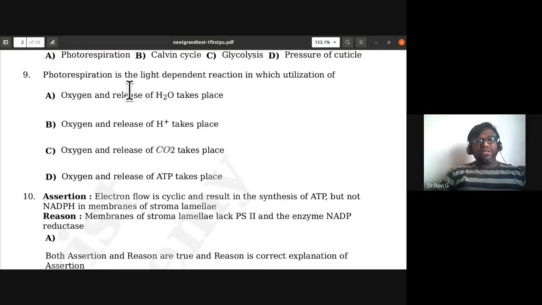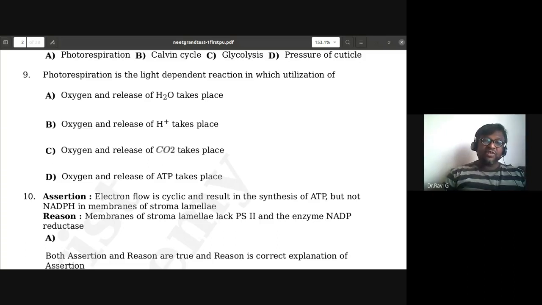Ninth one: photorespiration is the light dependent reaction in which utilization of what is going to happen and what is going to be released? That is the question. Has anyone answered this? Yes, Chaya is right. Oxygen is going to be utilized. Rubisco is going to fix oxygen and there would be release of carbon dioxide.